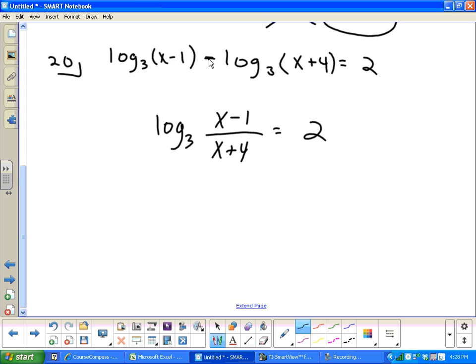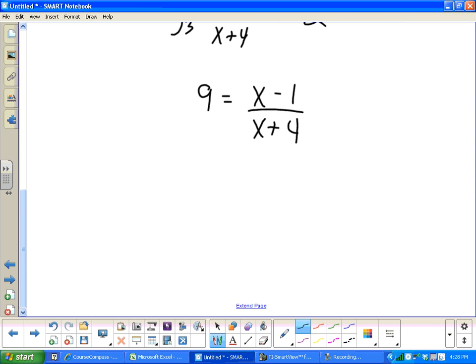And I don't have logs on both sides, so I can't cancel out, so I'm going to have to go to exponential form. So I'm going to say 3, the base 3, raised to this power, so 3 to the second power equals this value. So 3 to the second power there, 3 squared would be 9. So now we can solve this one by cross multiplying. So 9 times x plus 4, there would be 9x plus 36. And 1 times x minus 1 would be x minus 1.